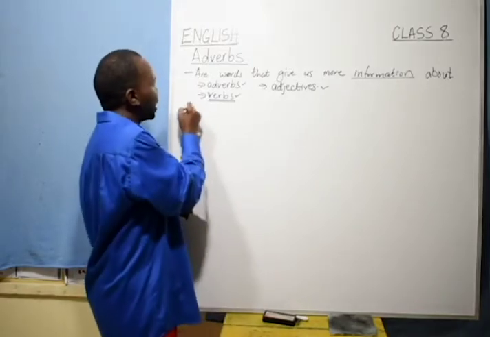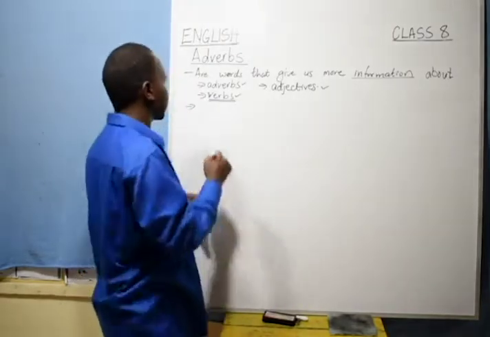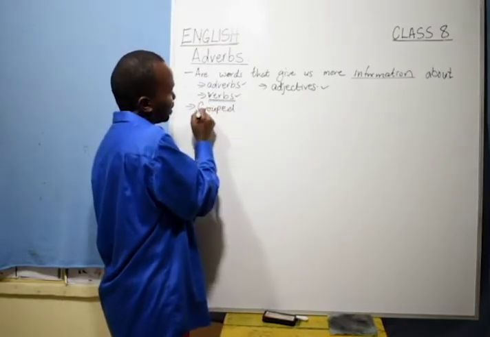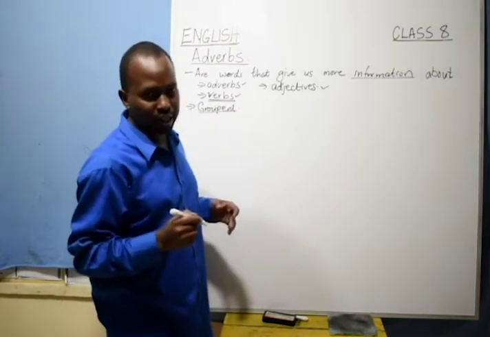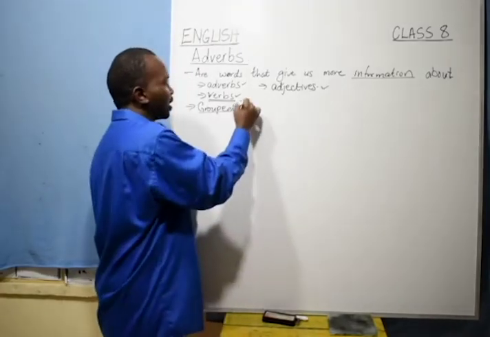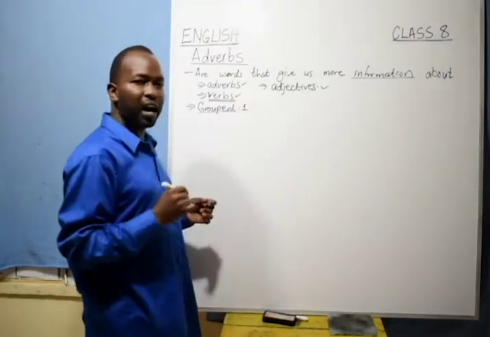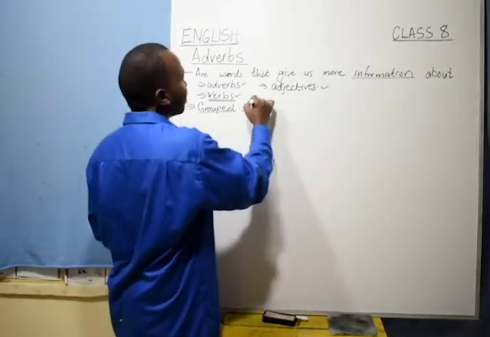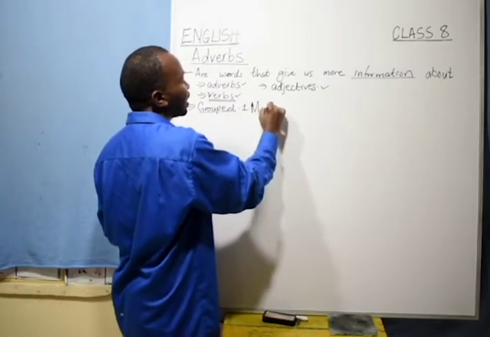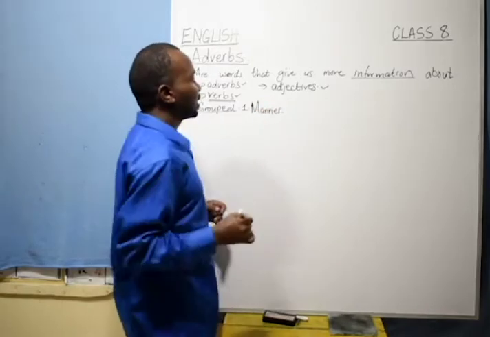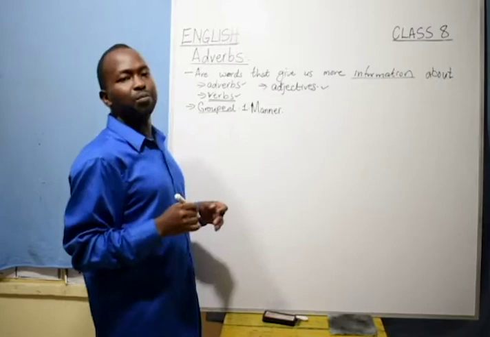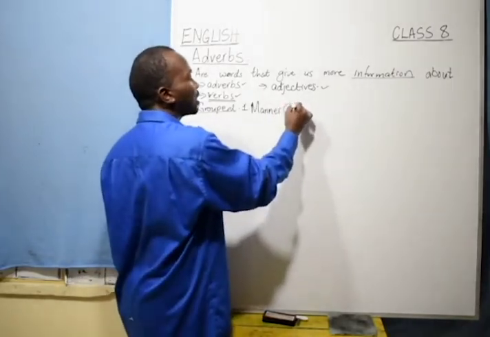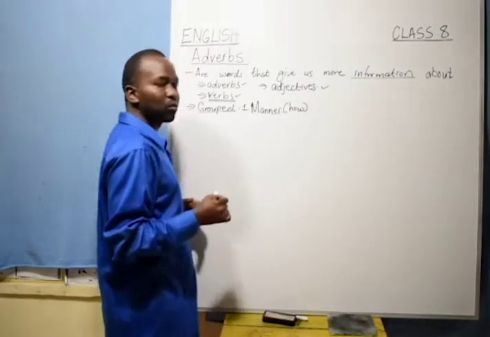Now, adverbs are classified, or grouped, into several categories. Any one of you who can try telling us one category of the adverbs? Very good. We have the adverbs of manner. They are the most commonly used adverbs. And what do they tell us? They tell us how something was done.